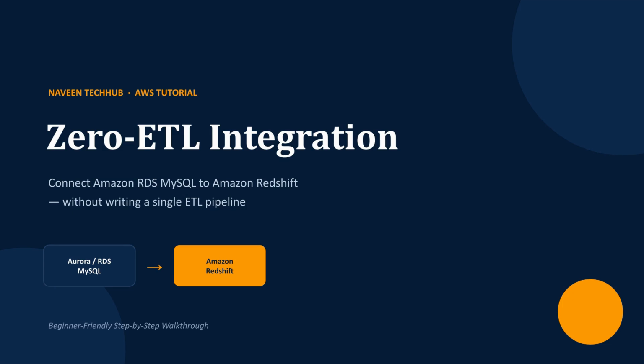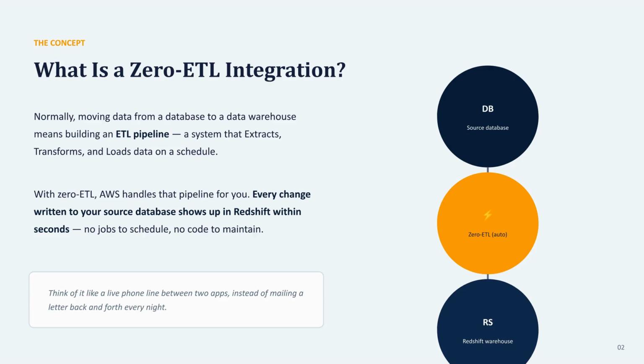Let us build it step by step. ETL means extract, transform, and load. A traditional pipeline reads data from the operational database, transforms it into an analytical format, and loads it into a warehouse on a schedule. That design gives us flexibility, but it also creates code, infrastructure, monitoring, retries, and maintenance work.